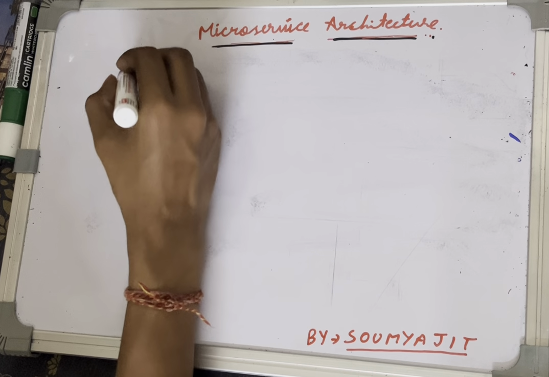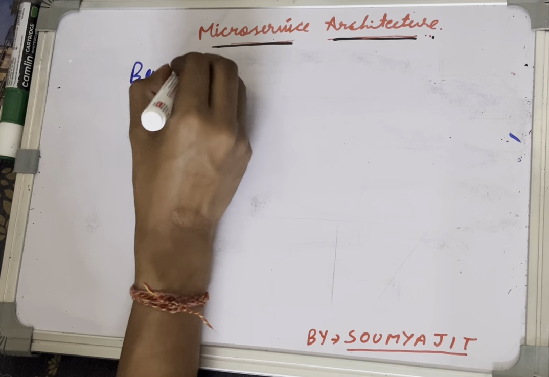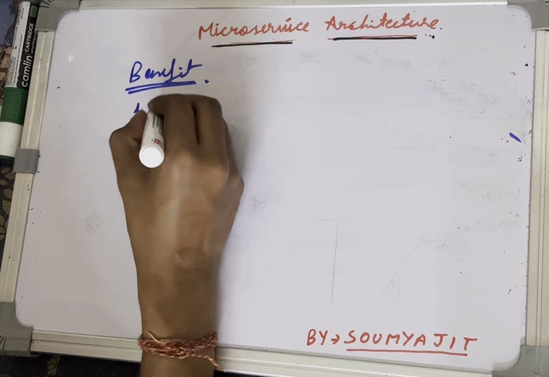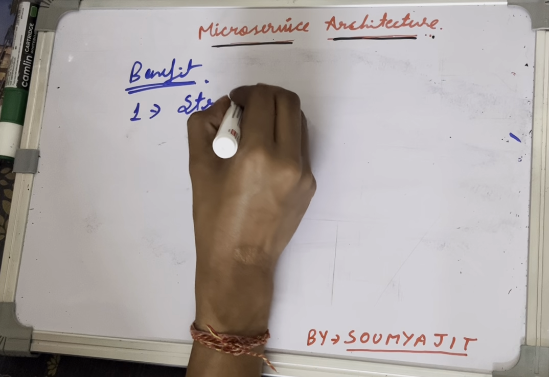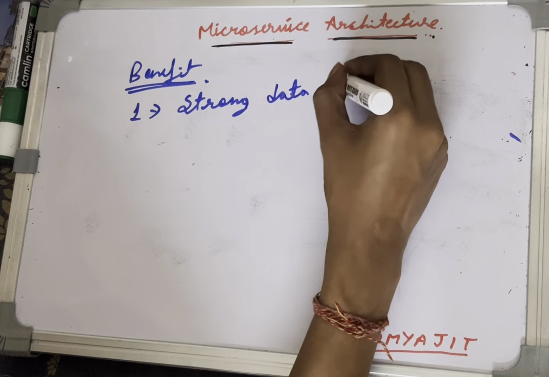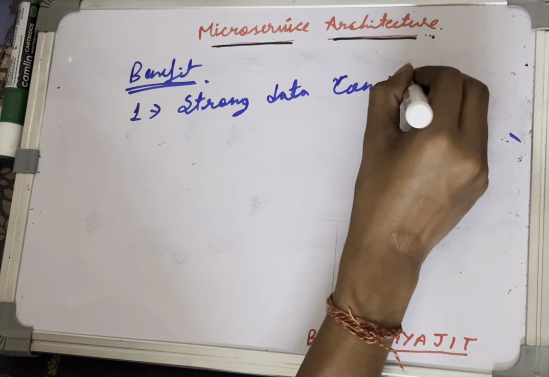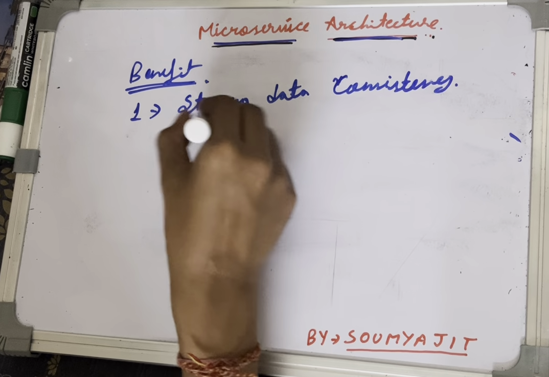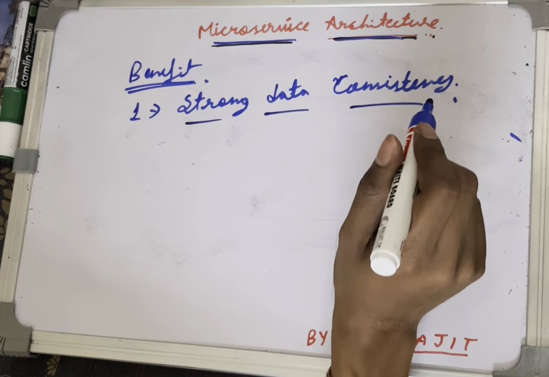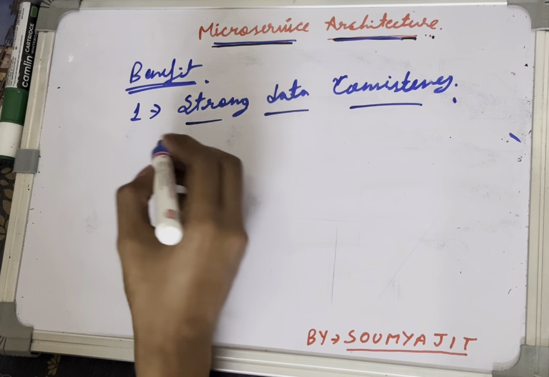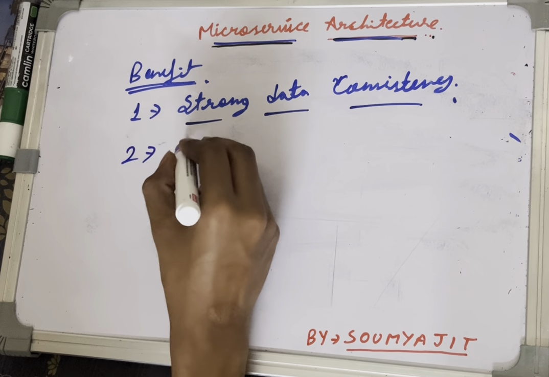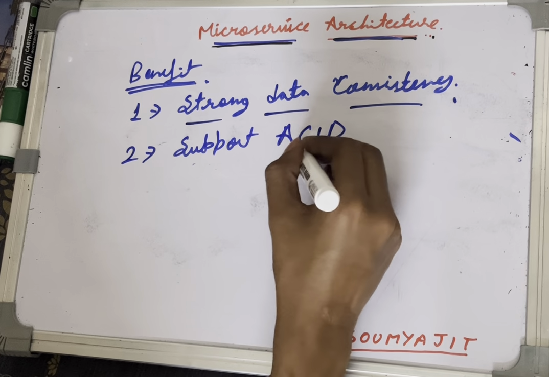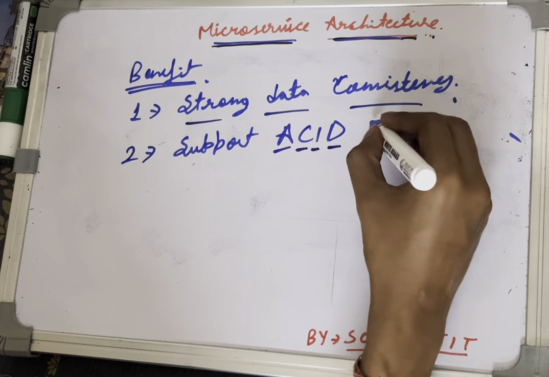After that, what are the benefits of this? Everything has benefits and limitations too, right? So the first benefit is strong data consistency. Our problem was how we will handle the data consistency. It has strong data consistency. That's the first solution of it, right? And the second one we have already discussed. And second, it supports ACID: atomicity, consistency, isolation, and durability transactions, right?